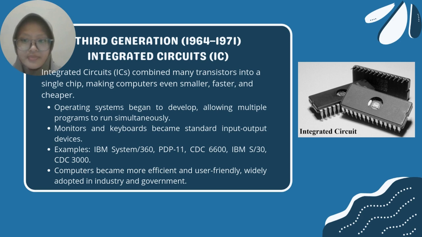Examples include the IBM System 360, PDP-11, CDC 6600, and IBM 370. This improvement made computers more efficient, user-friendly, and widely used in both industry and government.